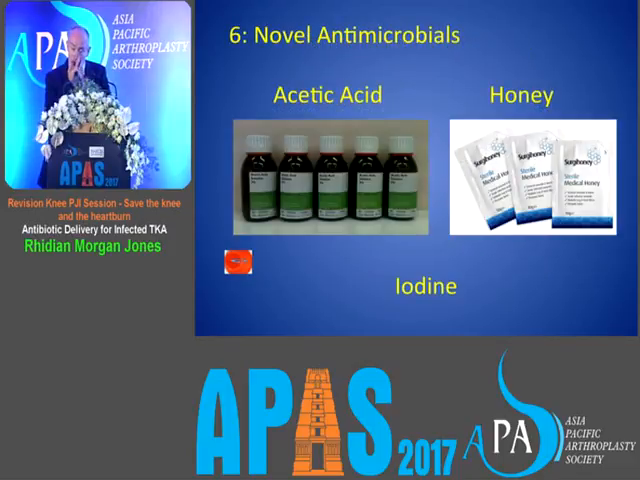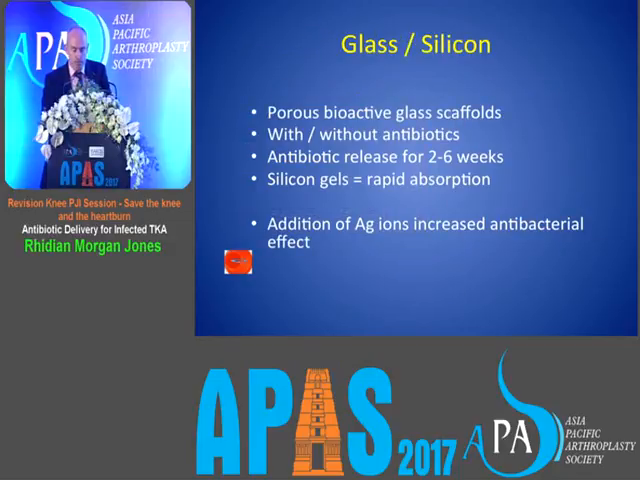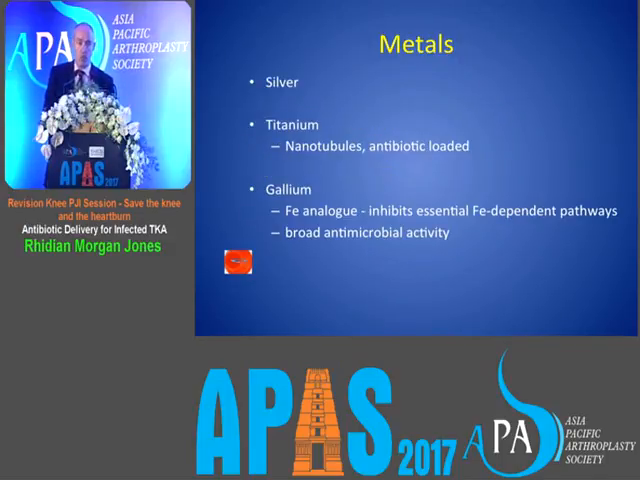We already mentioned acetic acid and honey and iodine and other novel antimicrobials. But there's also the possibility of using glass. Glass of itself is antibacterial, but you can add in antibiotics and it'll elute slowly. You can add in silver to give a higher yield against bacteria. And then you've got metals themselves. We should all know about silver coatings now, but titanium itself can be produced as nanotubules with the antibiotics loaded into them. Gallium is an iron analog which will turn off bacterial iron-dependent pathways and has a very broad antimicrobial activity.